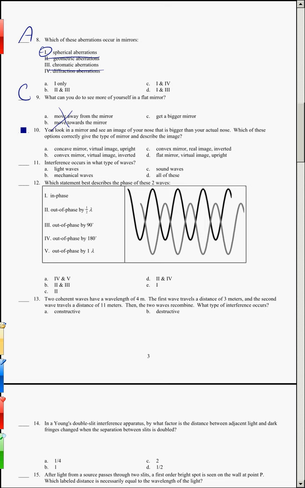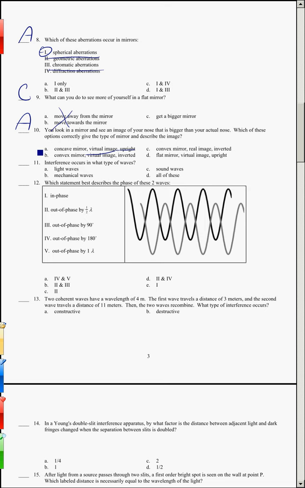The only mirror that magnifies an image is a concave mirror. Let's see, A is the only option with concave. If it's magnified in the concave mirror, that means that the object is inside the focal point. So it's also a virtual image, and it's also upright. Remember, I brought that concave mirror to class. In order to see yourself magnified, you had to hold it really close up. It was an upright image, so that also means that it's virtual.